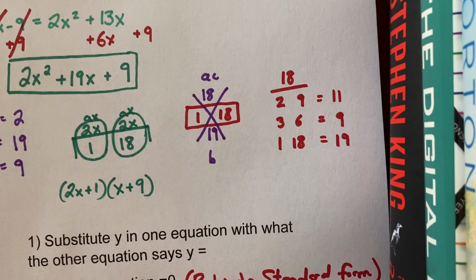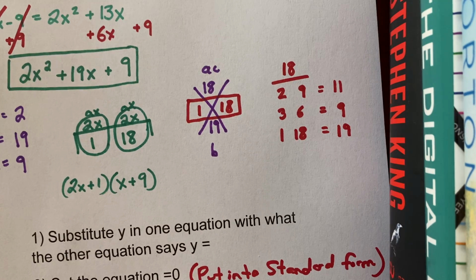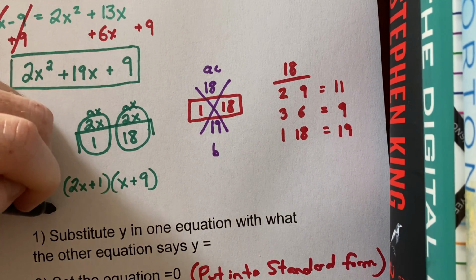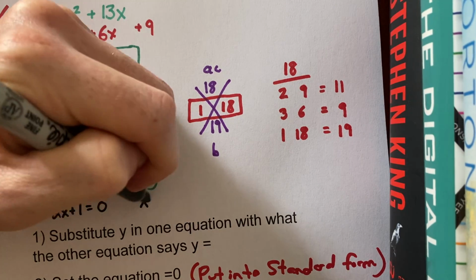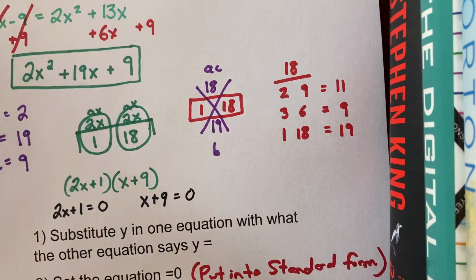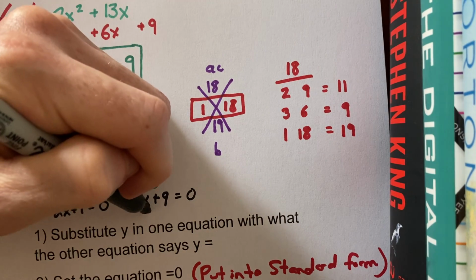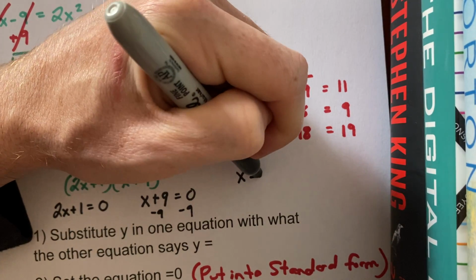All right, so not quite done yet. I'm still solving for x, so I don't have x quite by itself. So I want to do that zero product property. I'm going to take 2x plus 1, set it equal to 0. Take x plus 9, set it equal to 0. I want to get x by itself. This one over here on the right side is a little bit easier, so subtract 9. I get x equals a negative 9.